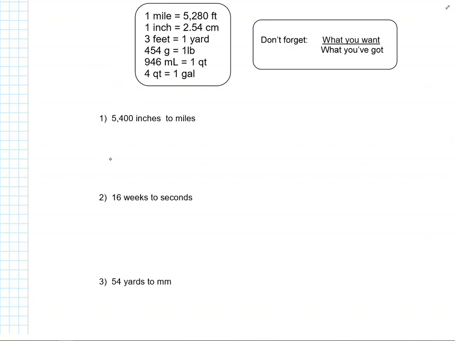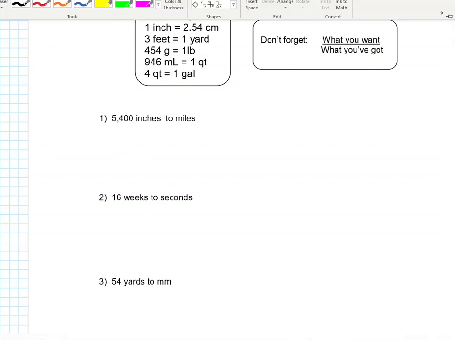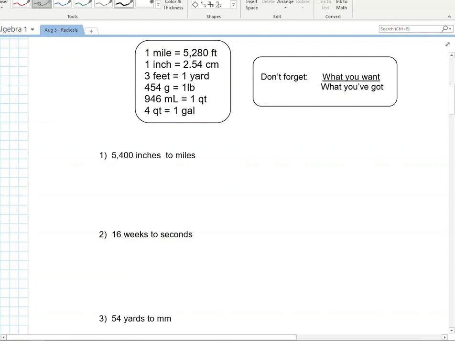Okay, so with this problem we want to go from 5,400 inches and convert those inches into miles. When you look right here, we don't have a way of going from inches to miles. We can go from miles to feet, and we're going to have to remember that 12 inches equals 1 foot. So we'll convert the inches to feet first, and then afterwards we'll use the other relationship to get it to miles.